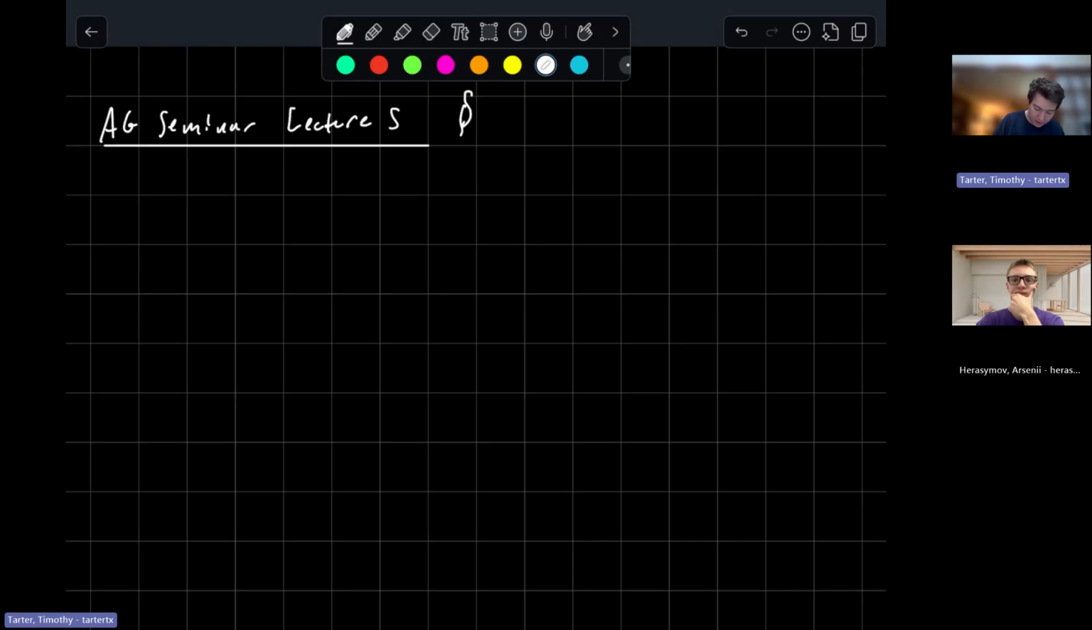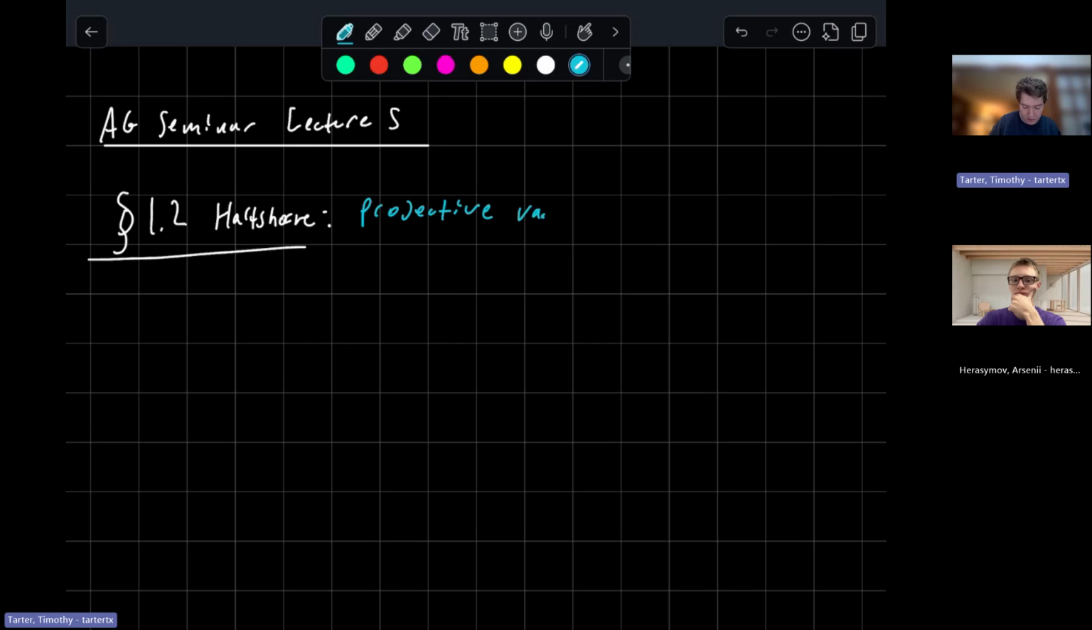So this is going to be section, maybe I'll do this in here, Section 1.2, Hartshorne. And then the title for this section will be Projective Varieties.